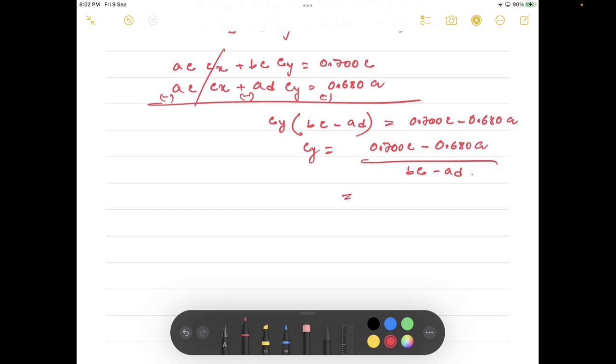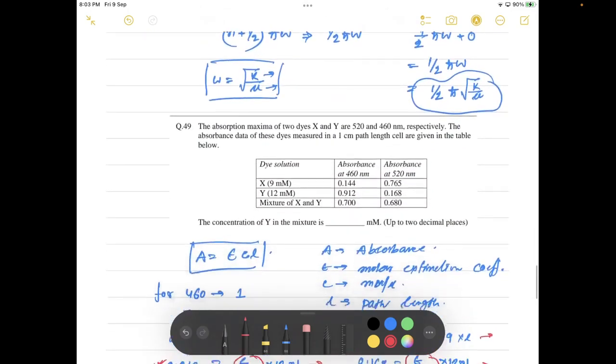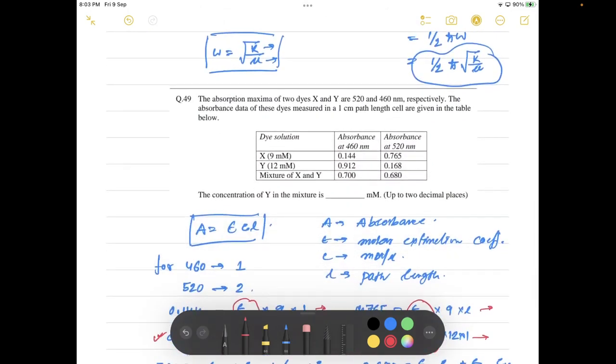If you put all these values and compute, you will get 7.7966. Up to 2 decimal places, the concentration of Y in the mixture is 7.80 millimolar.